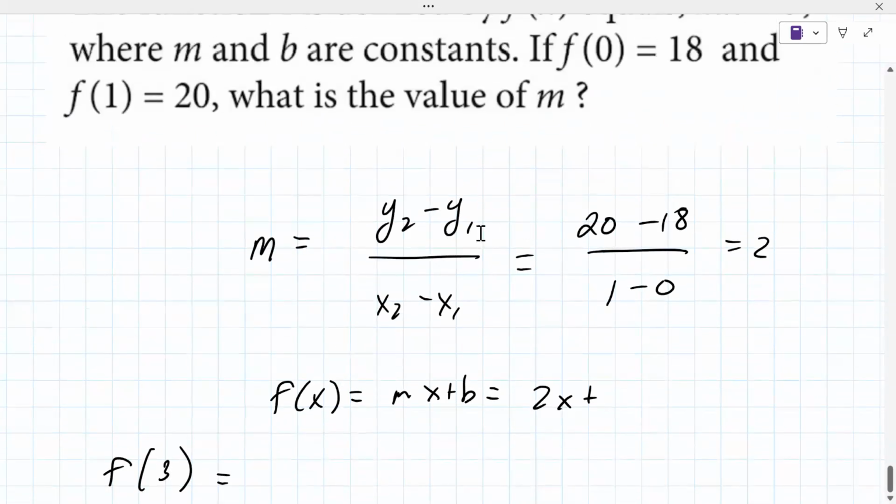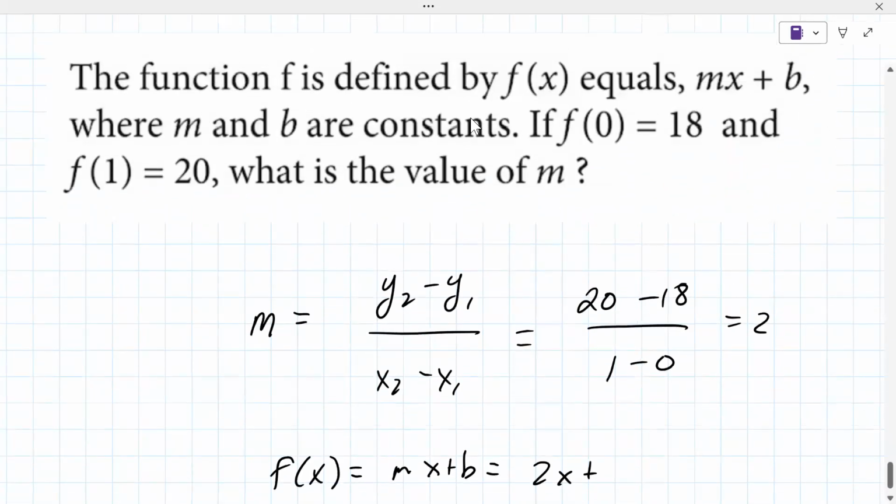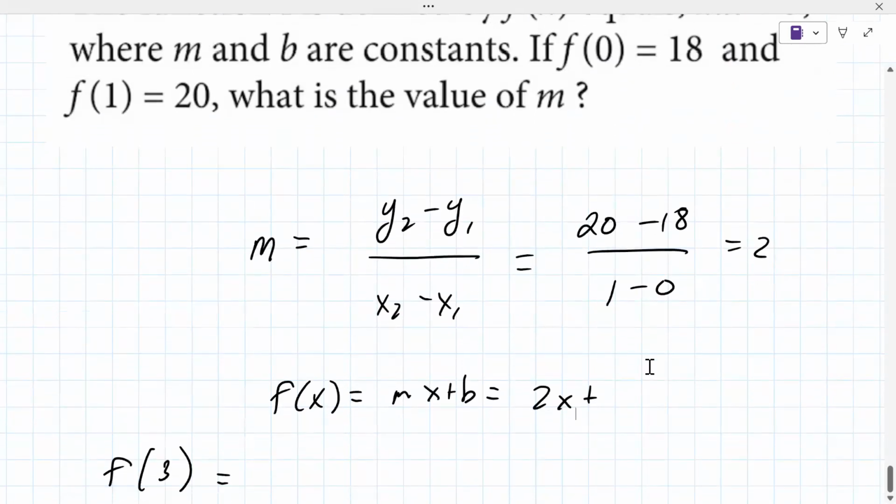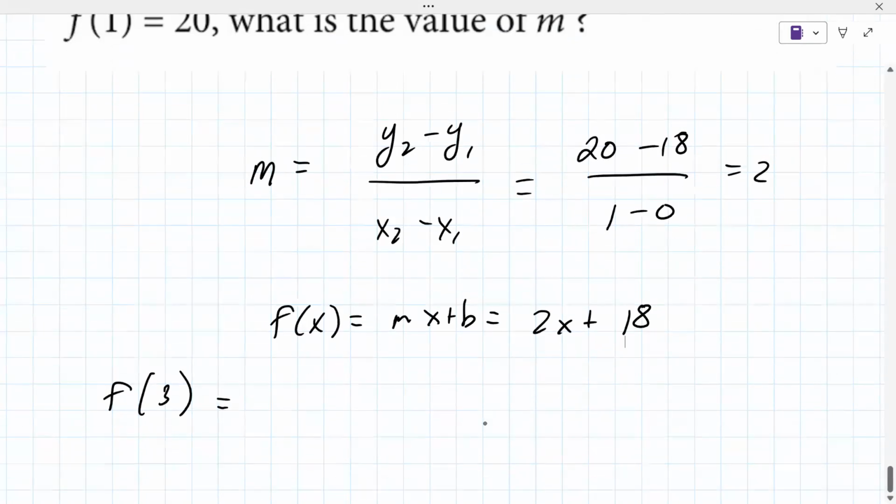Can you tell me the b value from the given information in here? The b value. It would be 18, yeah. And then f of 3 would be 2 times 3 plus 18, which is 24. All right, you do have to stop here for today, so go ahead and stop the recording here.